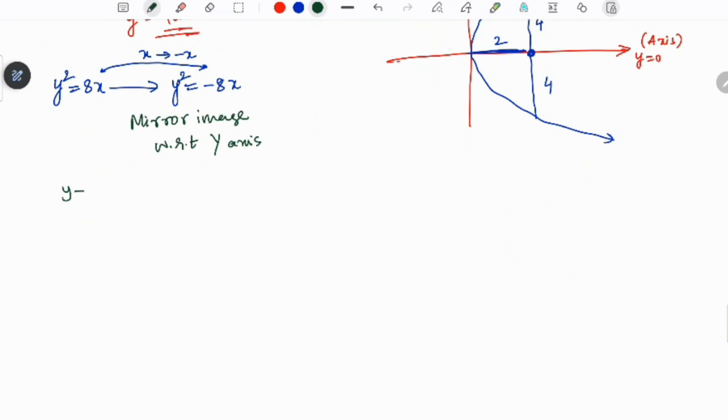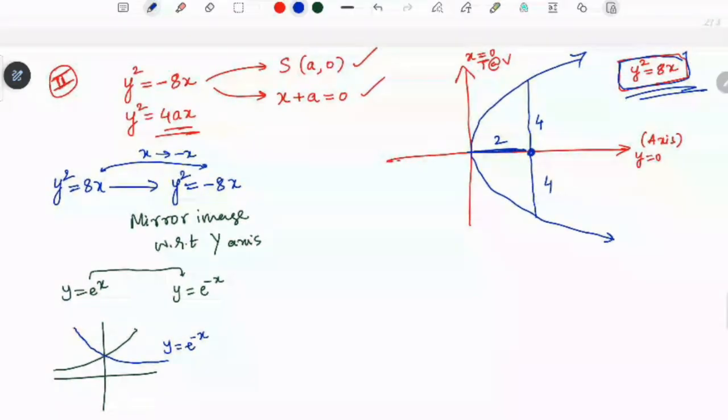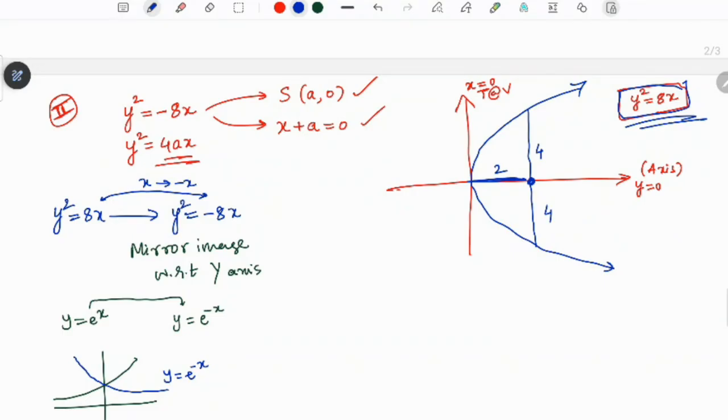Okay, suppose you know the graph of y equals e power x. If I want you to draw the graph of y equals e power minus x, what do I understand? In here, if I put x as minus x, I get this. So I'll just take the image of this graph with respect to the y axis. So this blue graph is y equals e power minus x. Here also same thing. y squared equals 8x, you know. If you want to draw y squared equals minus 8x, you just take the mirror image like this. So this is y squared equals minus 8x.